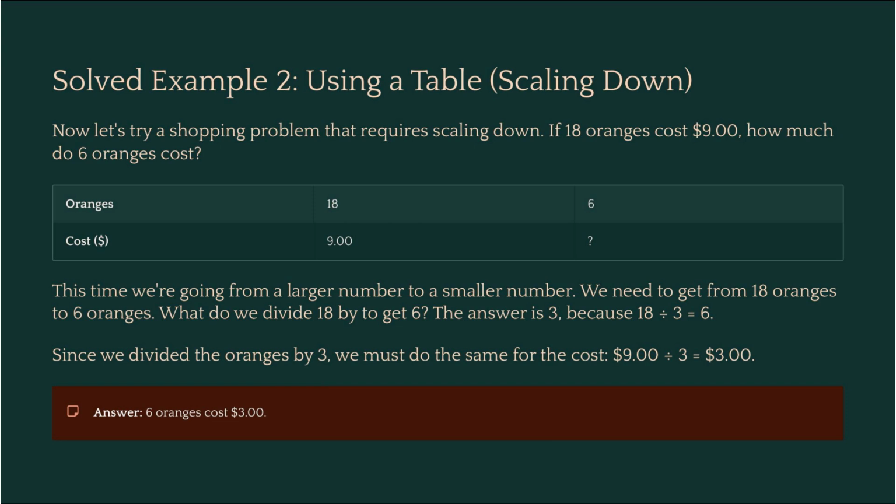A ratio table works just as well for scaling down, as shown in example 2. Imagine you paid $9 for 18 oranges, but you only want to know the cost of 6 oranges. We need to scale down the ratio 18 to $9 to 6 to what? To get from 18 oranges to 6 oranges, we divide by 3. Therefore, we must also divide the cost by 3. $9 divided by 3 equals $3. So 6 oranges cost $3.